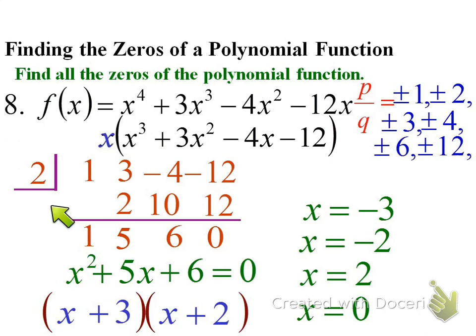The 2, because I did synthetic division and it gave me a remainder of 0. So if this was on your homework, you probably would have tested 1 first. It wouldn't have worked. Maybe -1, then gone to the 2. So you might have a little more work in here. I kind of ruined the surprise.